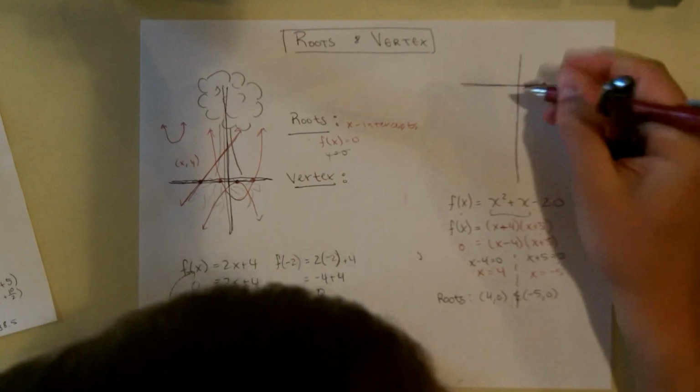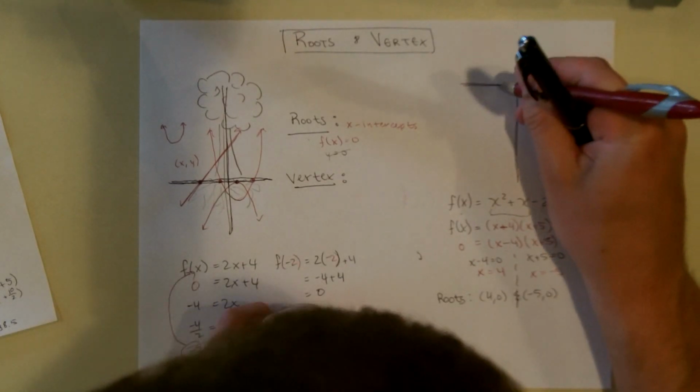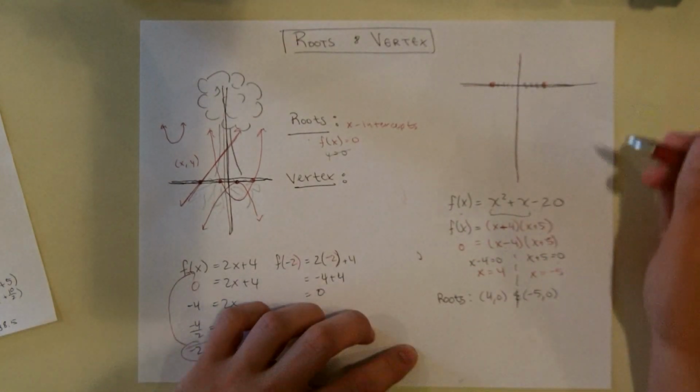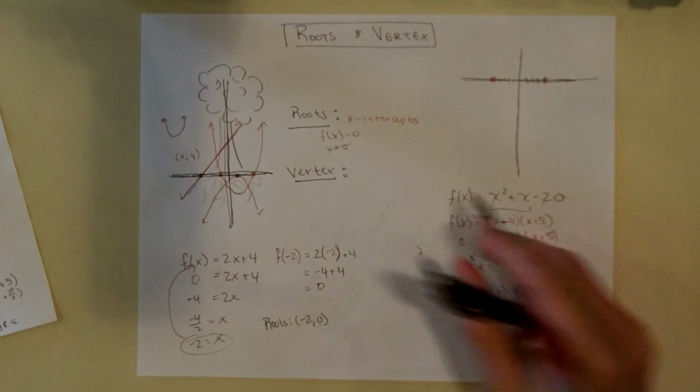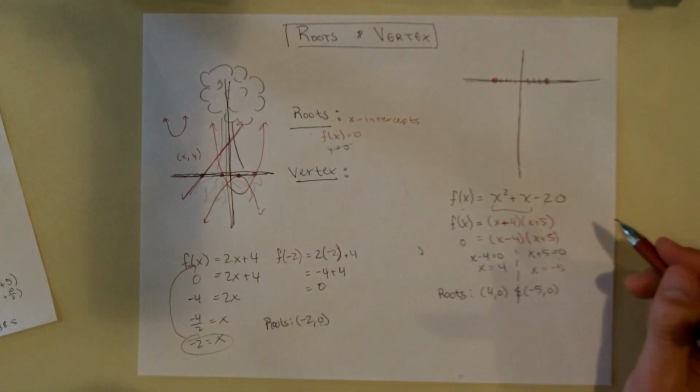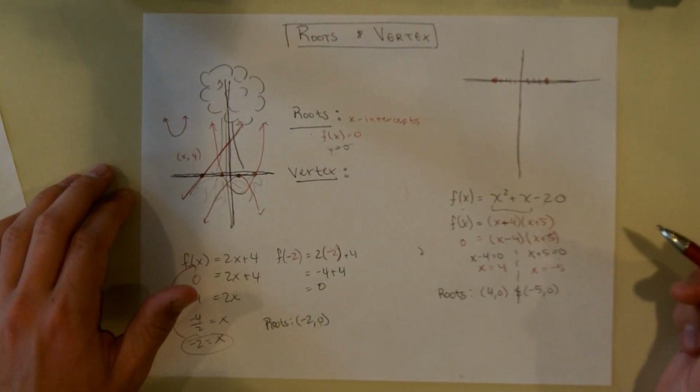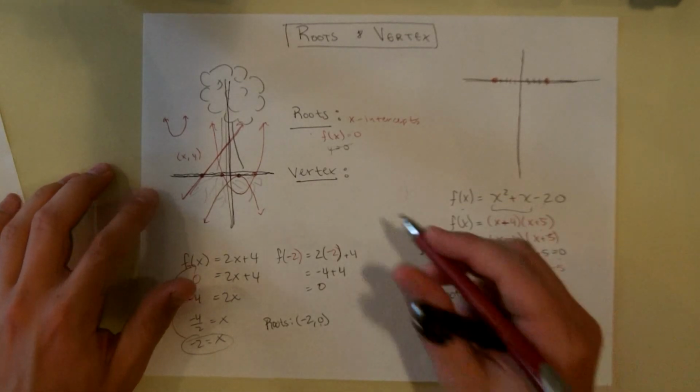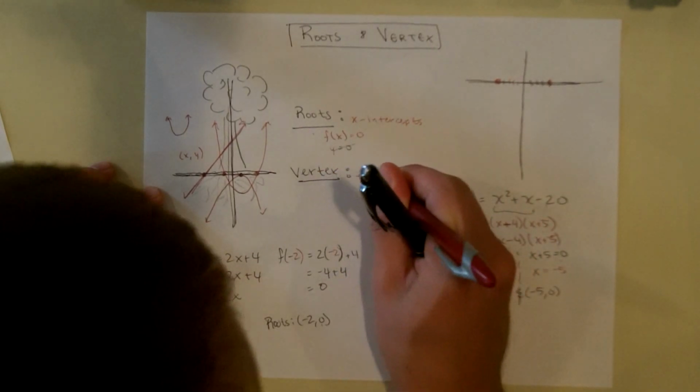Alright, so if we're trying to plot that, I would go over 1, 2, 3, 4. There's one root. And then I go over 1, 2, 3, 4, 5. There's my other root. Now we have to look at vertex. Now a vertex is the changing point.